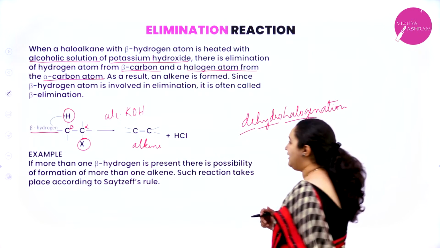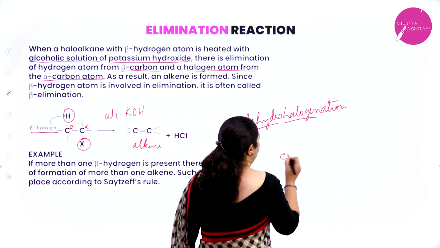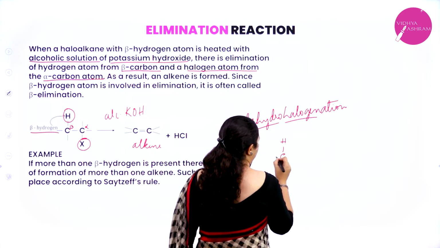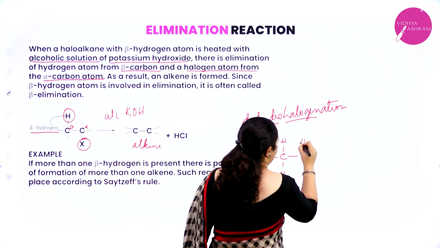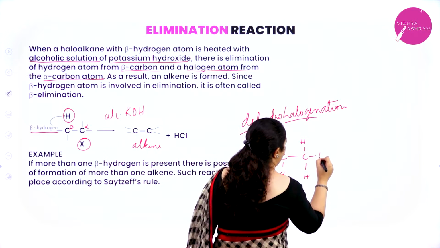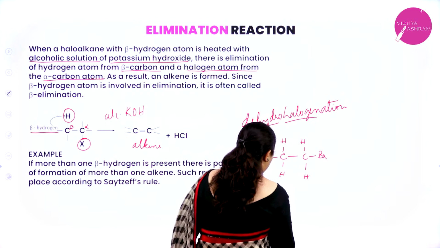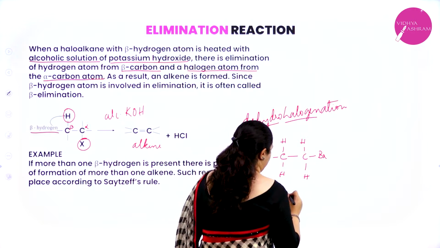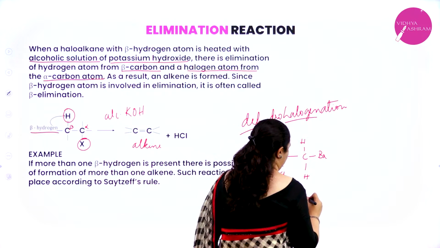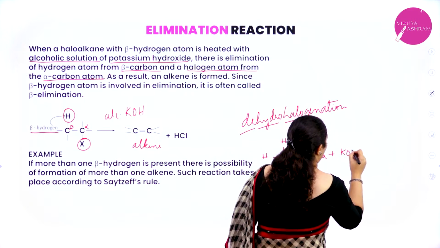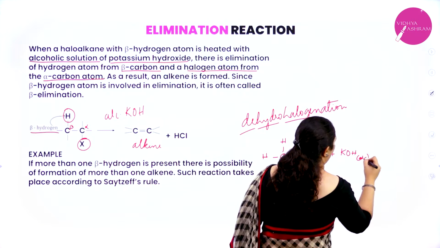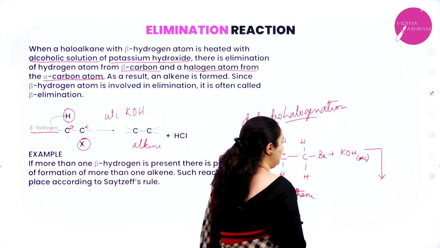Simple alkyl halide I will take. For example, CH3 CH2 Br, that is bromoethane, okay, plus KOH, which is alcoholic. Then what is the product formed?